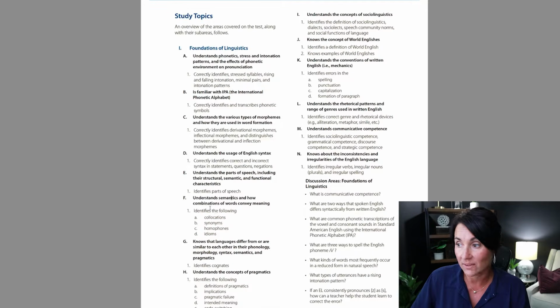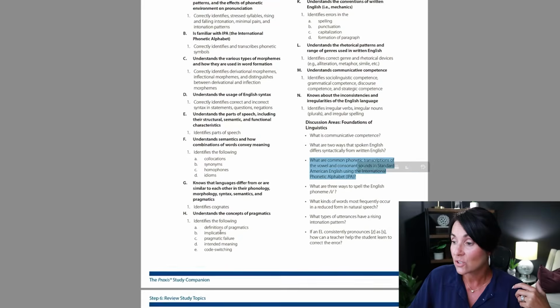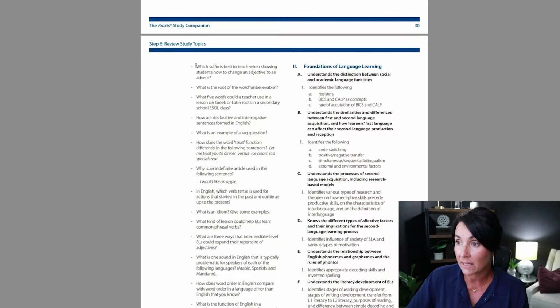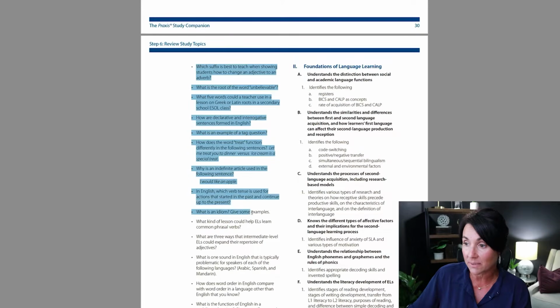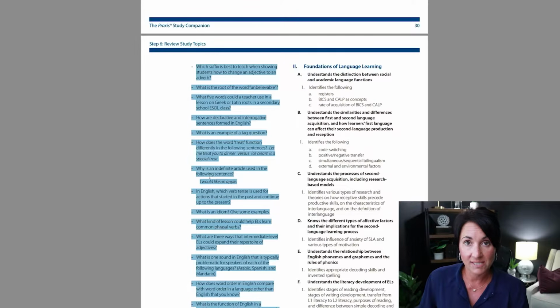Please do this part. These are actual test questions. These examples will show up on test questions, so it's really important you do that. And then this is another part I love. They have discussion questions. So they straight up ask you, what is communicative competence? You'll definitely have a question on communicative competence. And then it's got International Phonetic Alphabet. You will definitely have a question on that. So these study companions and these study topics here all the way down, look at all these awesome questions. These will help you to be successful on the exam.